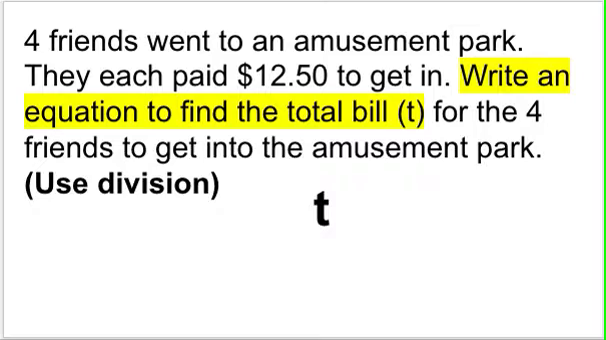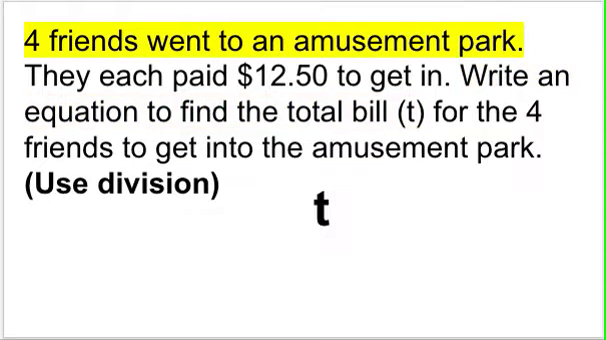Okay. After that, I'm going to go back through the story problem and start making sense of what it's saying. So here I highlighted 4 friends went to the amusement park. All right, so T is how much it cost for all of them to get in. That's the total bill. You're going to split that up amongst 4 friends. Remember, this has to be a division problem. So you're going to take the total bill and divide it by 4 because the 4 friends are splitting it evenly.